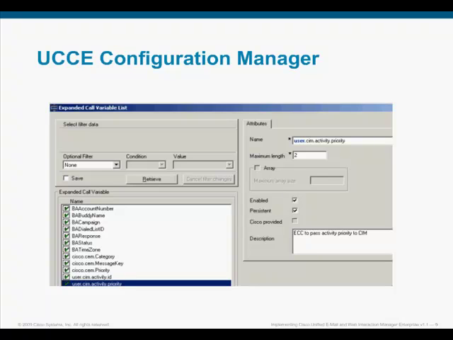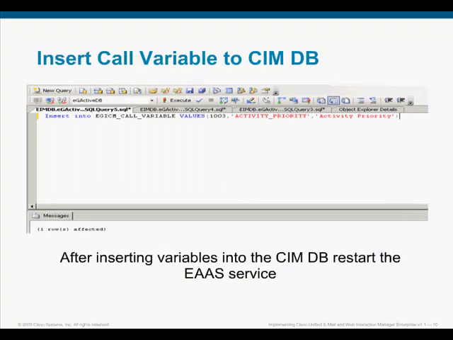From the Configuration Manager, navigate to Configure, ICM, Enterprise, Expanded Call Variables, Expanded Call Variable List, and create the new ECC variable. We'll create the variable user.sim.activity.priority. I have a maximum length of this particular variable as 2, but remember the maximum length for a ECC variable is 40. Now we will need to insert the call variable into the SIMDB.